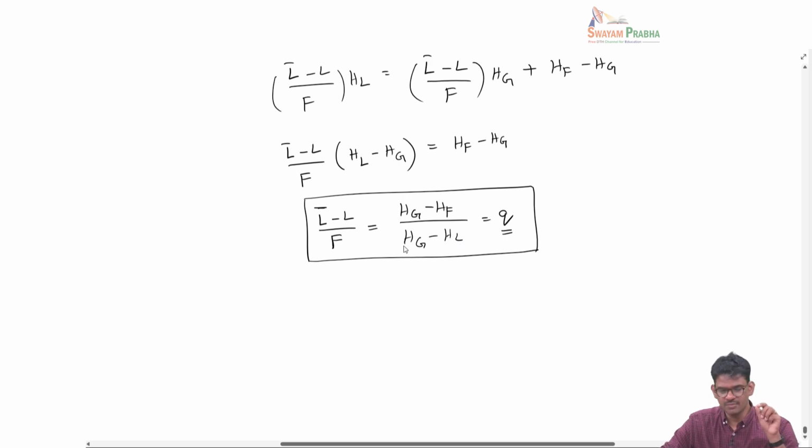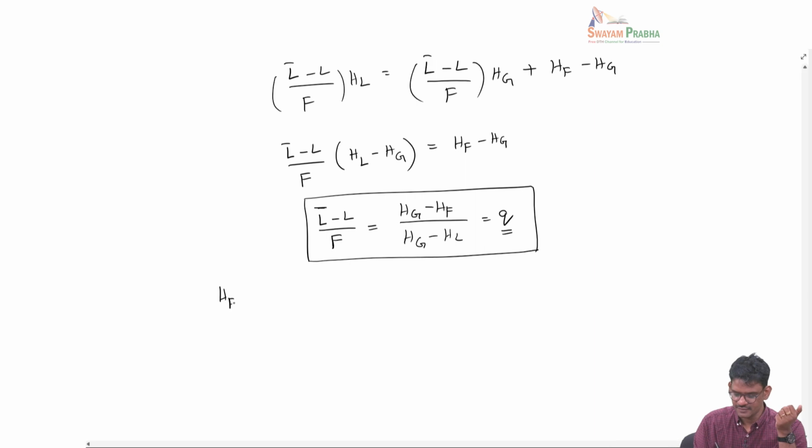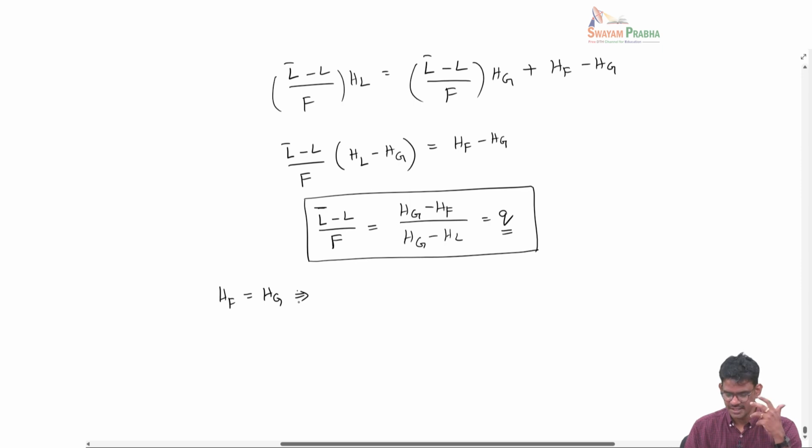Hg and HL are fixed by the temperature here. Whereas Hf is something that as a user we define; we decide what the enthalpy of the feed should be. For example, if you decide Hf is equal to Hg, you can decide your feed such that its enthalpy is equal to the corresponding saturated vapor enthalpy. In that case your Q would be what? 0. Or you could say that my Hf is equal to the corresponding saturated liquid's enthalpy HL. In that case Q would be equal to 1.